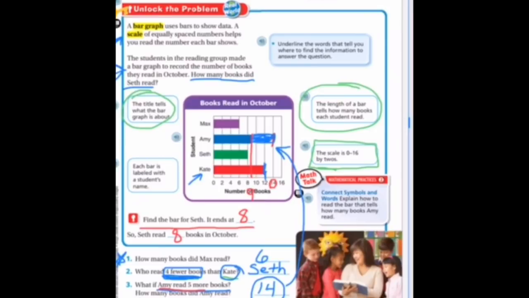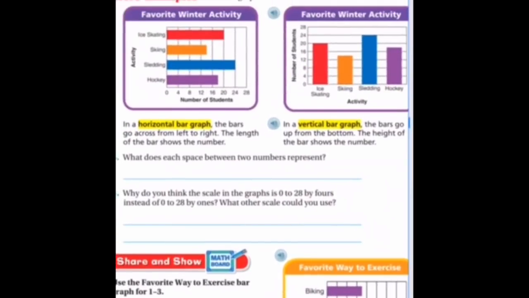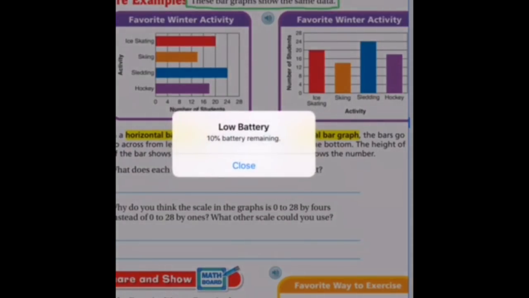Let's slide on over to the next page, and we're on page 108 now for some more examples. When we look up here at the top, these bar graphs show the same data. Okay. Now, as you look at the pictures, there's one obvious difference. In this one, the bars are going sideways, and over on this one here, the bars are going up and down. Okay. So they're the same type of information, slightly different name for each one.